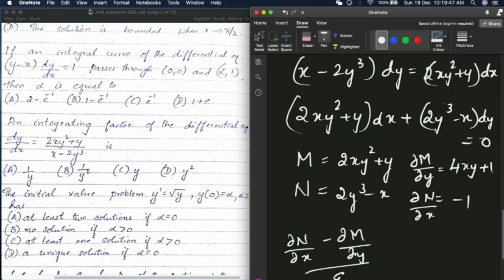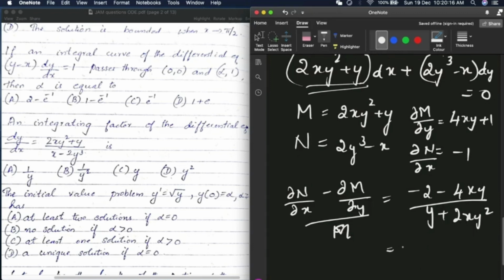This will help you because you can see, this is my m. You will get a common term here. So this is nothing but minus 1 minus of this. So it is minus 4xy divided by your m, which is y plus 2xy square. You can see there is a common term y coming out.